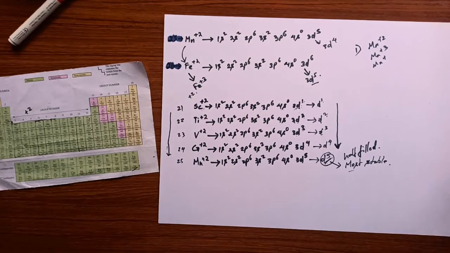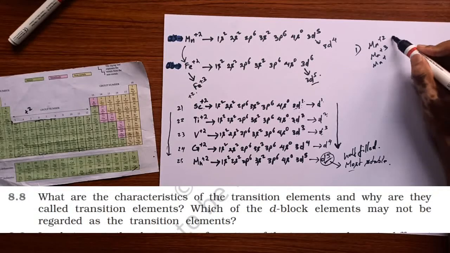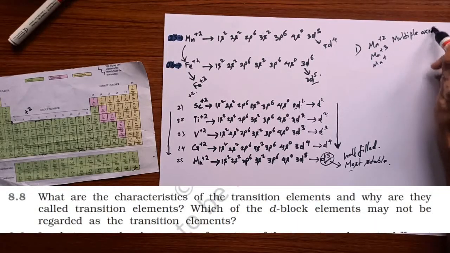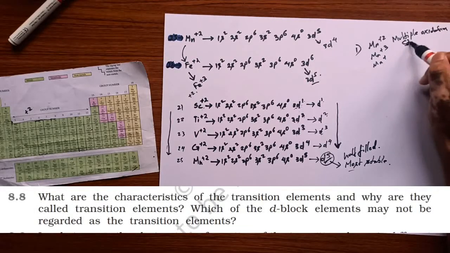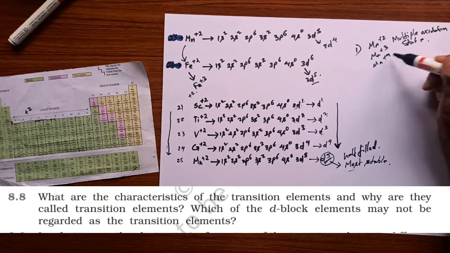Okay, let's take a look at 8.8. What are the characteristics of transition elements and why are they called transition elements? Which of the d block elements may not be regarded as transition elements? So, what are the characteristics of transition elements? They have multiple oxidation states. That's the first characteristic. Take a look at manganese here. We can have manganese plus 2, plus 3, plus 4, plus 5, plus 6, and so on.